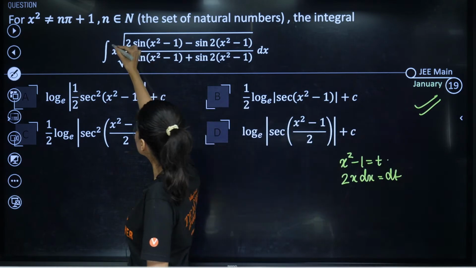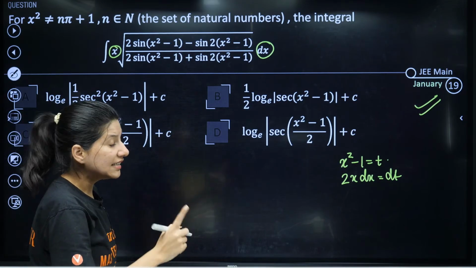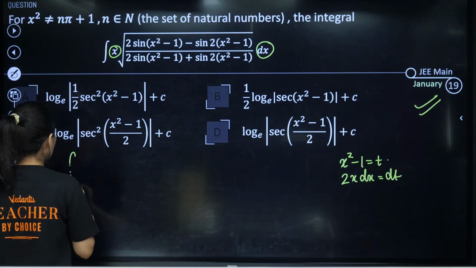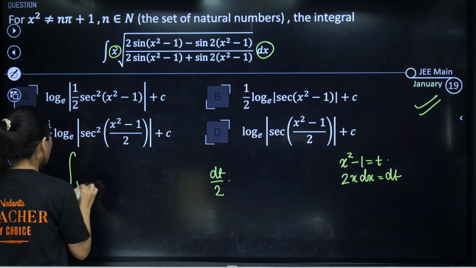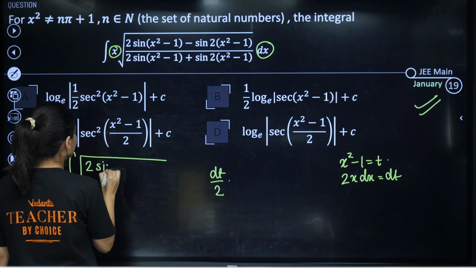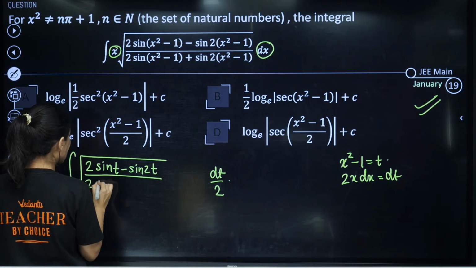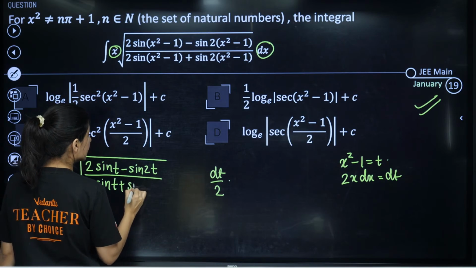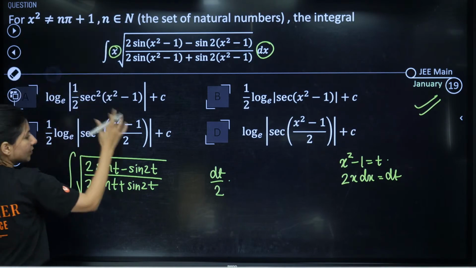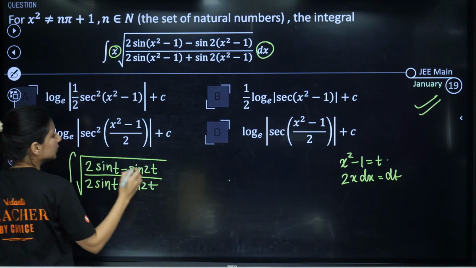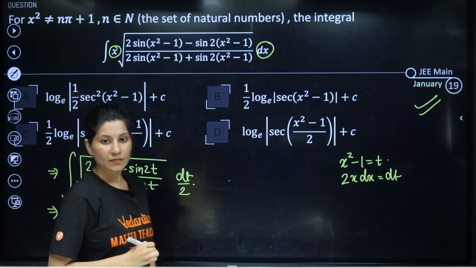So x dx will become what? dt by 2, right? So this is going to become dt by 2, and the square root is already there. So 2 sine t minus sine 2t upon 2 sine t plus sine 2t, correct? Yes. dt by 2.